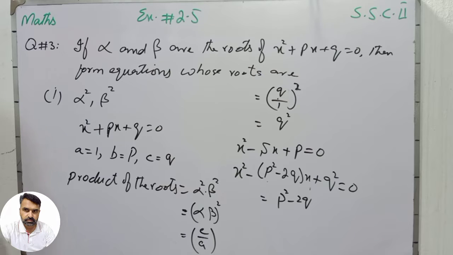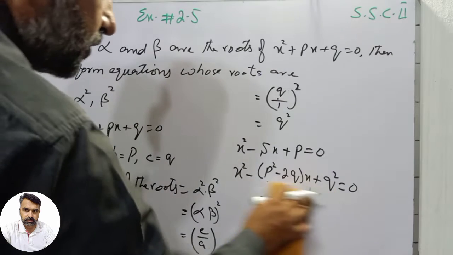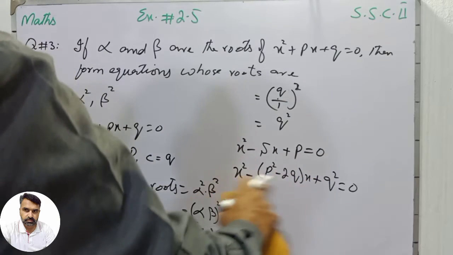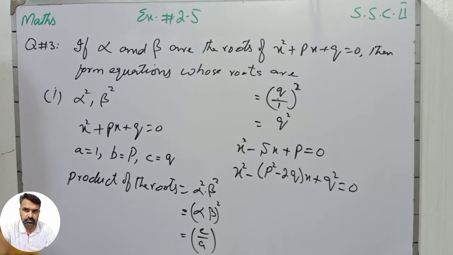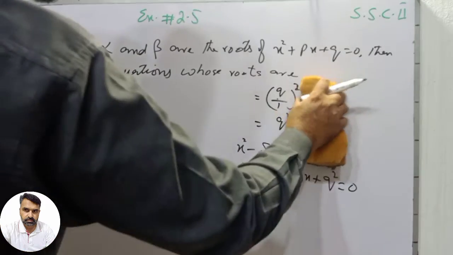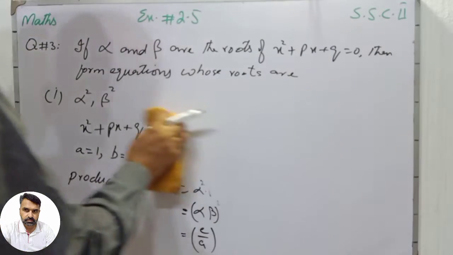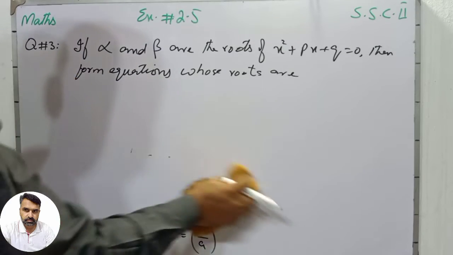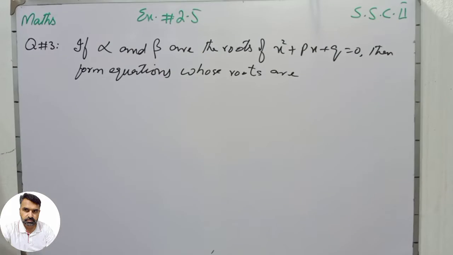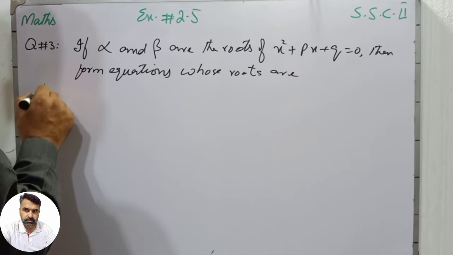Now I am going to check the answer. Exercise 2.5, question number 3, first part: x square minus p square minus 2q and plus q square. So students, our answer is correct. So you need not write this here, and it is our required equation, and it is the first part. Now students, I am going to solve the second part, or B part.